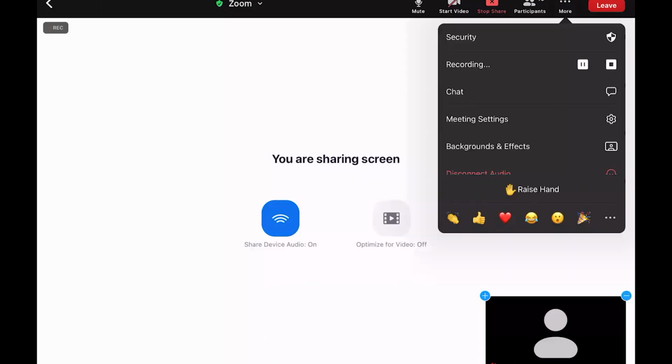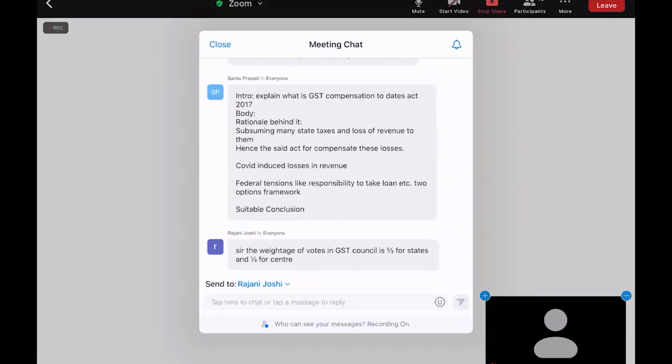Yeah, Rajni. Agreed. It is 1/3 for the center and 2/3 for the states, but the decision making is for 3/4. So unless you have the center vote, you cannot go forward on any decision. I just interchanged them. So it's a correction that 2/3 for states and 1/3 for the center. For decision making, it is 3/4.